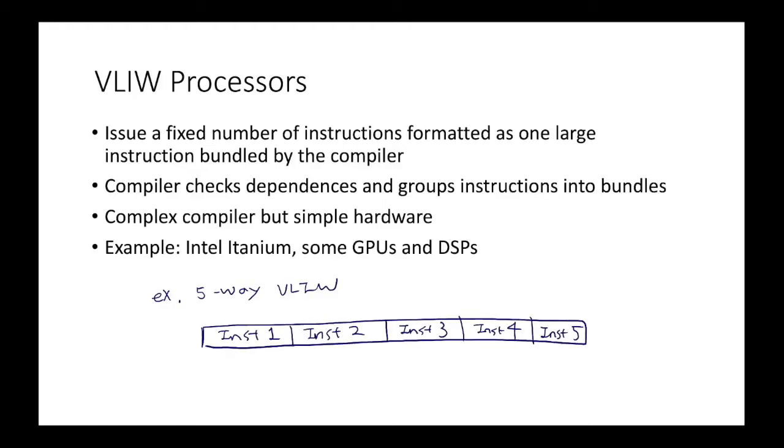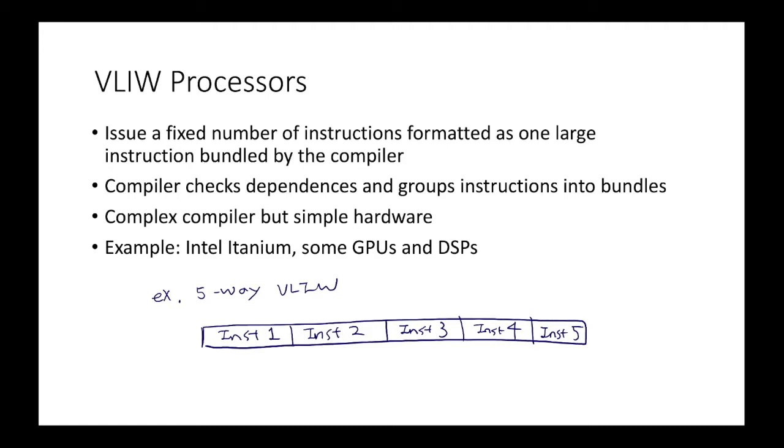The other type of the multiple issue processor is VLIW processors. In the superscalar processors, the hardware takes care of all data dependency analysis to issue multiple instructions to execute. But on VLIW processors, the compiler does most of the analysis. So this is a software approach, while the superscalar is a hardware approach. So again, the idea is the same.